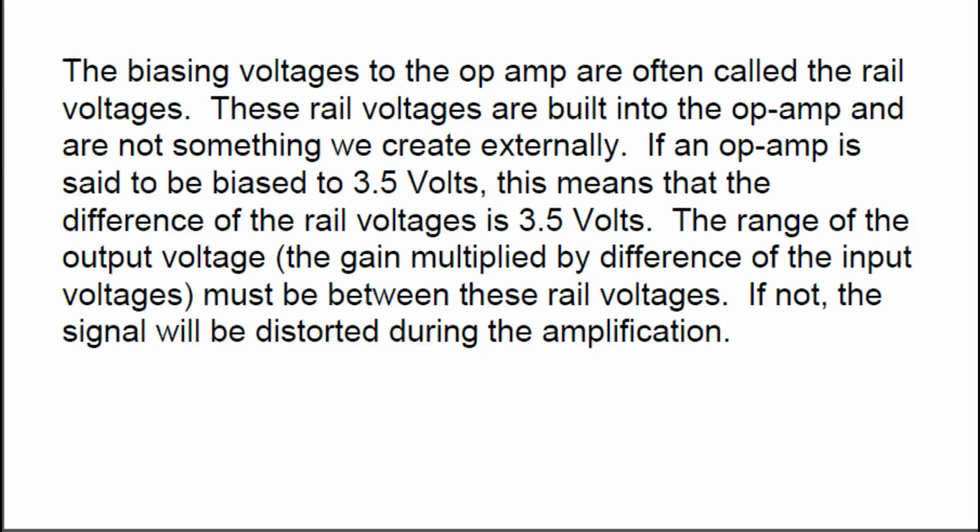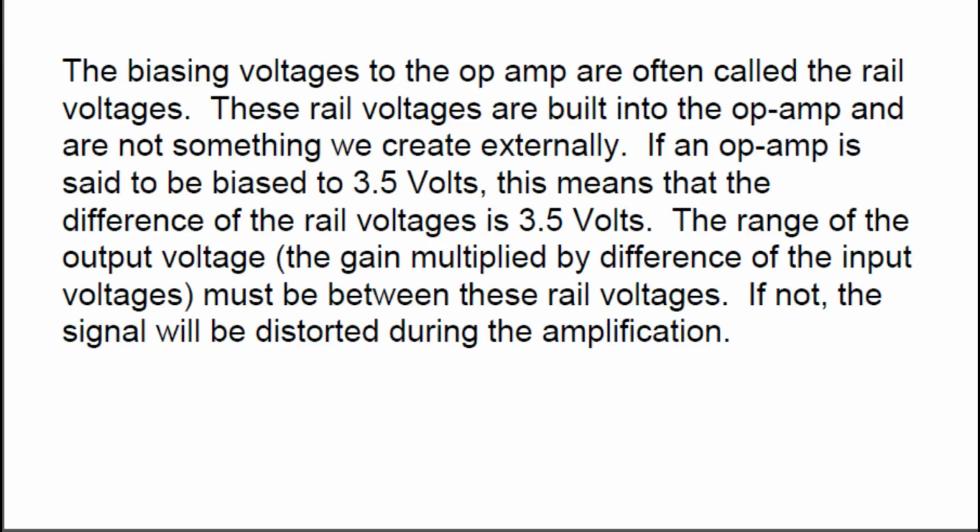The biasing voltages to the op amp are often called the rail voltages. These rail voltages are built into the op amp. They're not something that we create or that we apply by doing something to the terminals of the op amp. When the op amp is designed, these rail voltages are part of the design. If the op amp is said to be biased to 3.5 volts, that bias represents the difference in the rail voltages. So we may not know what those rail voltages in fact are, but we know the difference. If they are biased 3.5 volts, the difference is the 3.5 volts.